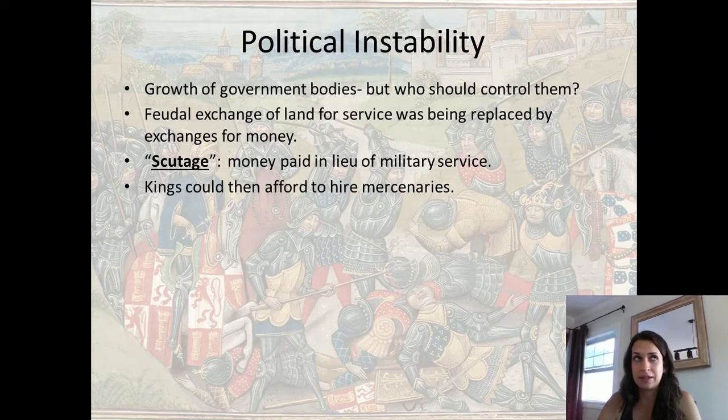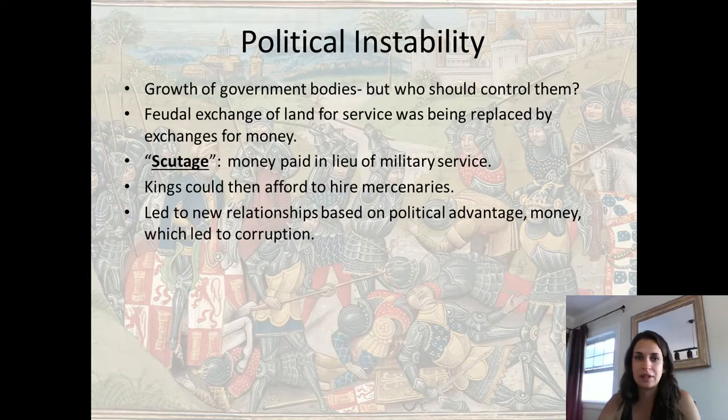So this was good for kings because this meant that they were making money, and since they couldn't force people into the military, and they were accepting people's money instead, then they could hire mercenaries. Mercenaries are professional soldiers for hire, but mercenaries are actually really expensive, and even that money, that scutage that they were collecting, wasn't enough. So kings would have to raise taxes.